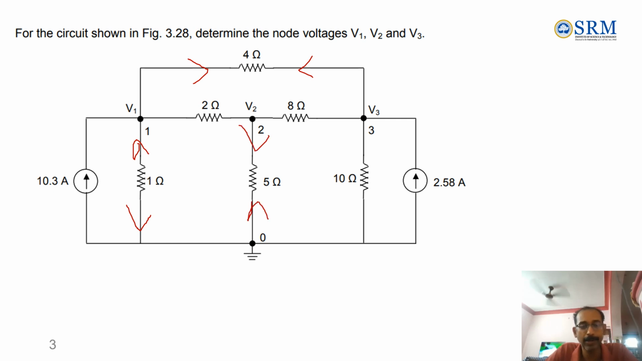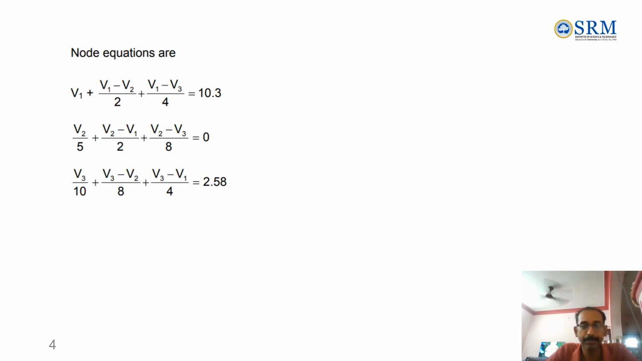Any direction you can assume, but once you decide it, don't change it, and write the equations, right? Fix the directions first. Name the currents I1, I2, I3, and then start writing the Kirchhoff's current law equations. Totally 3 nodes, so you have to write 3 equations. These two are the entry currents towards node 1 and node 3 respectively, right? So for the first node, this is the equation. For the second node, this is the equation. For the third node, this is the equation.